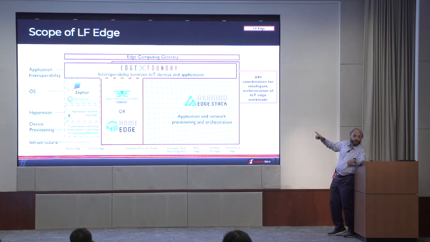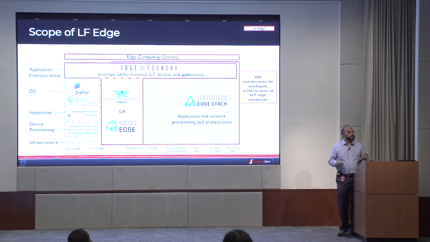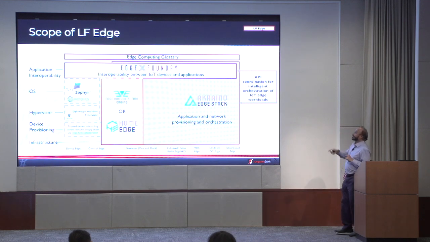And remember earlier I mentioned the edge computing glossary. They are trying to define the terminology so that when somebody says what is an edge, everybody understands what an edge is. What is a far edge? What is a near edge? There are too many partial edges. There are too many terminologies being thrown out, and that's the goal of the edge computing glossary.